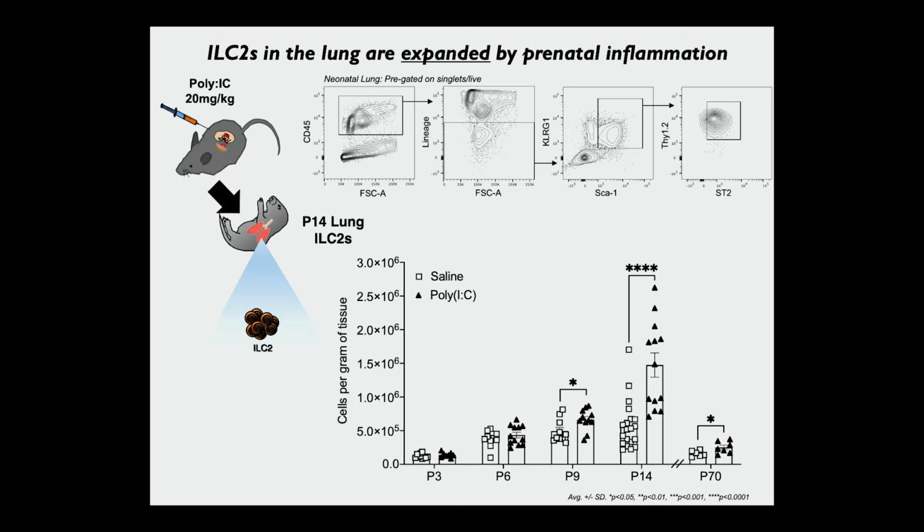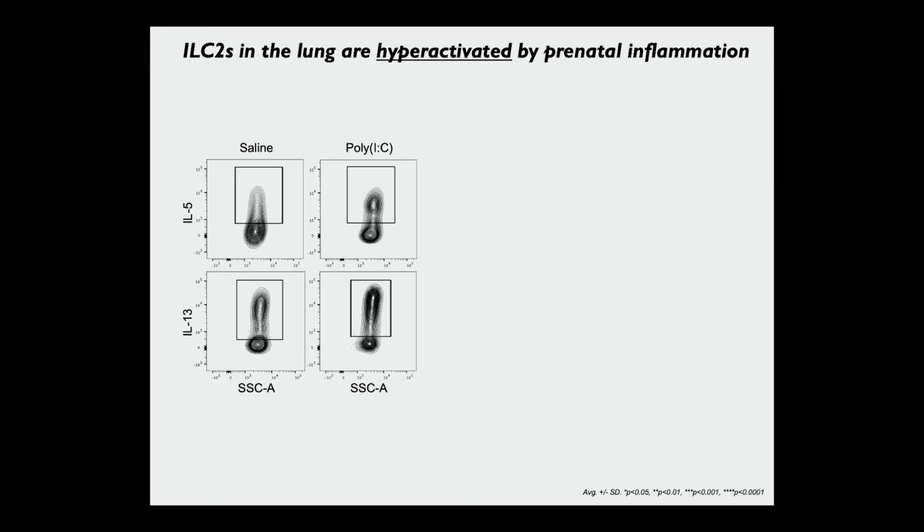They're significantly, like 2 to 3-fold, expanded at postnatal day 14, which is when they peak in the lung. You can see that their numbers significantly decrease into adulthood, but we still see a sustained expansion into adulthood. But he also found, like our innate-like lymphocytes in the peritoneal cavity, that these cells were also hyperactivated. So this is just at baseline without any other challenge.